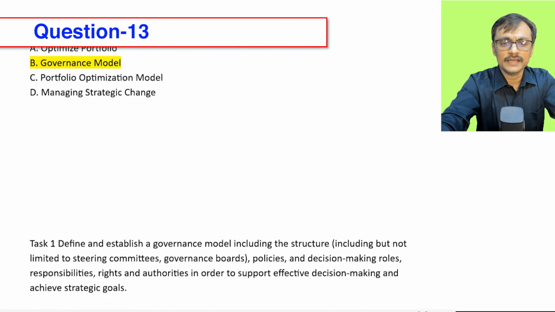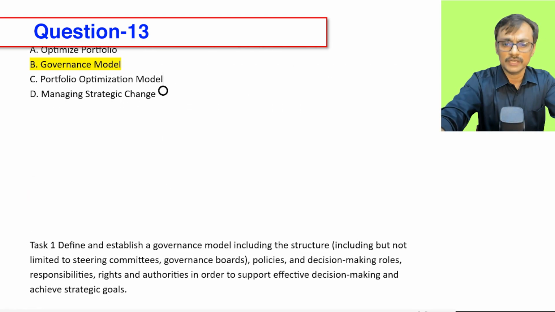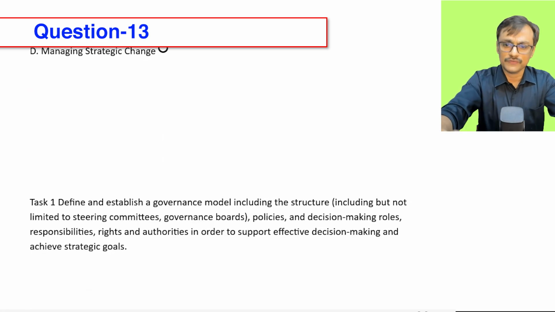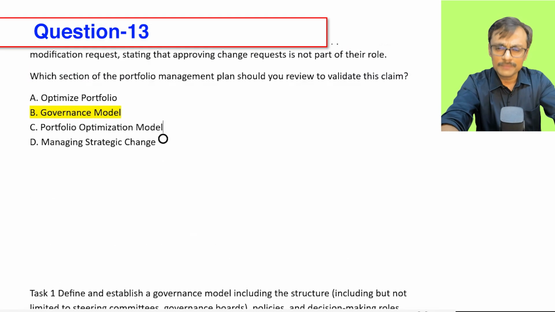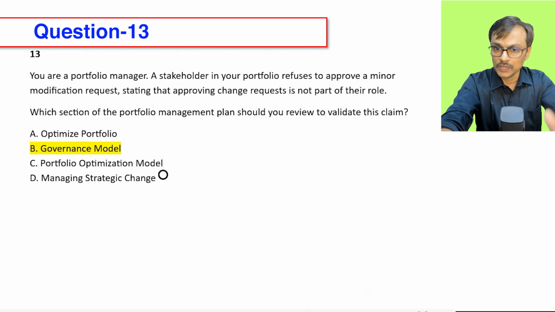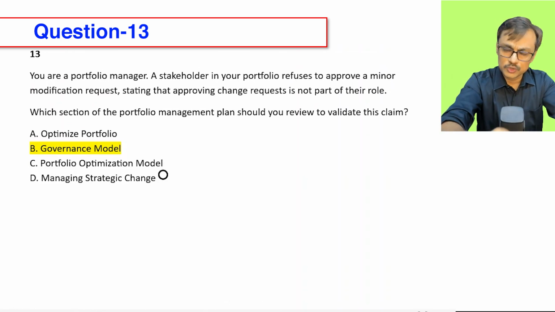I can definitely get into the details of task number 1, where I learned that the governance model is expected to define structure, policy, decision making, roles and responsibility. That way I can find the answer without even looking at an option. But many a time, when you are not very clear, looking at the alternatives in your PfMP exam is useful.